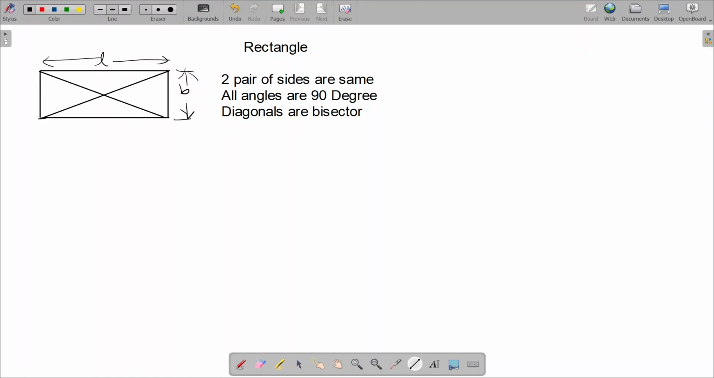It means that the diagonals will cut each other equally, but the angle formed over here is not 90 degree. The opposite sides over here are the same in length, but the angles are different. So these are the properties of a rectangle. So the area of a rectangle is length into breadth, and perimeter.